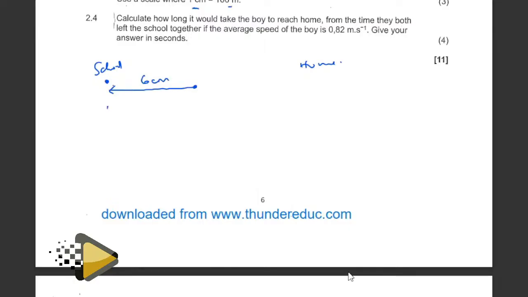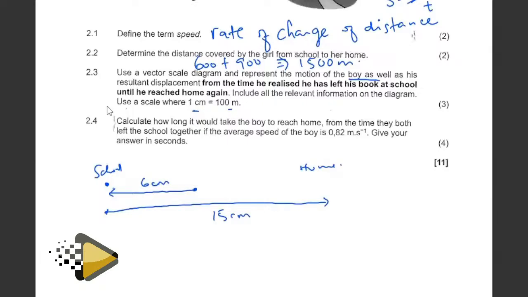Then from there, when we look at the girl's distance that was traveled, the girl traveled 600 meters, and then she traveled again 900 meters, which was 1.5 kilometers. Then from this point, I'll just have to draw another line, which represents 15 centimeters. What is the question asking for?